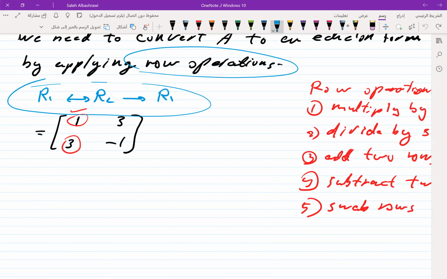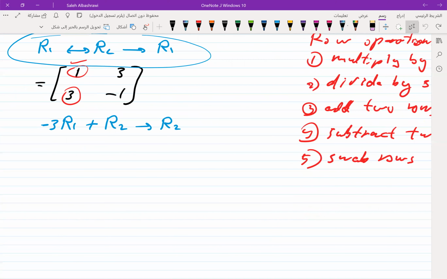I will say minus 3 multiplied by R1 plus R2. This will replace the second row. If you multiply the first row by minus 3, I will get minus 3 and minus 9. R2 is 3 and minus 1. Now add: minus 3 and 3 will give me 0, minus 9 and minus 1 equal to minus 10. This will be the new second row.